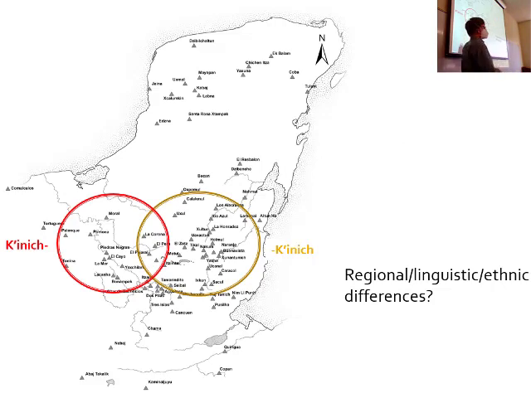Kinich as an attribute is mostly in the west, and Kinich as a god is mostly in the east, suggesting perhaps different notions of how you interact with gods. Can you be named literally after a god? And these dynasties are also more recent. And that perhaps is another thing.